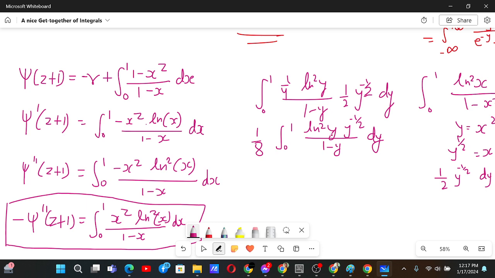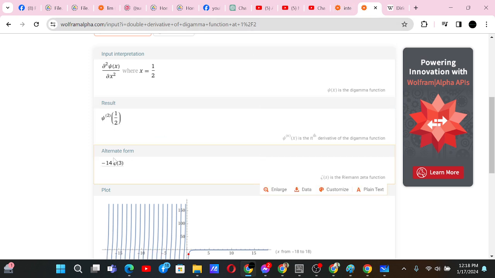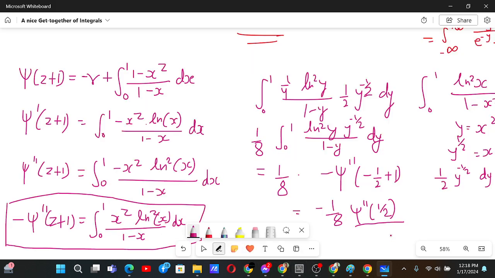So basically over here we have z as minus 1 by 2, and then ln square y by 1 minus y dy. So this will be 1 by 8 times minus the double derivative of digamma at minus 1 by 2 plus 1. So this is minus 1 by 8 times the double derivative of digamma of 1 by 2. Now you can find this value from some calculators like Wolfram Alpha, which I've already done, and you see this is actually equal to minus 14 times Apery's constant, zeta of 3. So that's why this is minus 1 by 8.